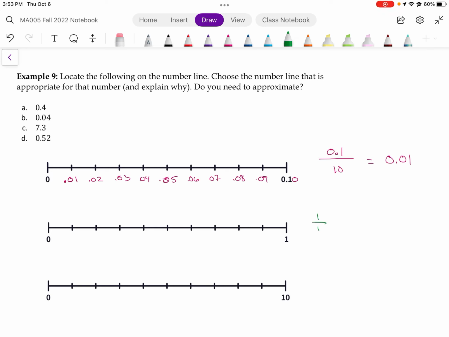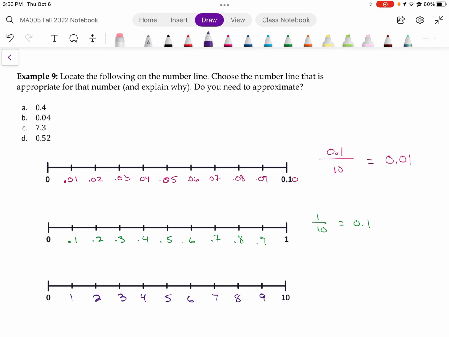All right, the next one is going to be divided into tenths. So 1 divided by 10 is 0.1. So we get 0.1, 0.2, 0.3, 0.4, 0.5, 0.6, 0.7, like that. And the next one, hopefully you see that this is 10 divided into 10. Each one is just 1. All right, so the challenge with this one is figuring out which one to put it on that would make the most sense.